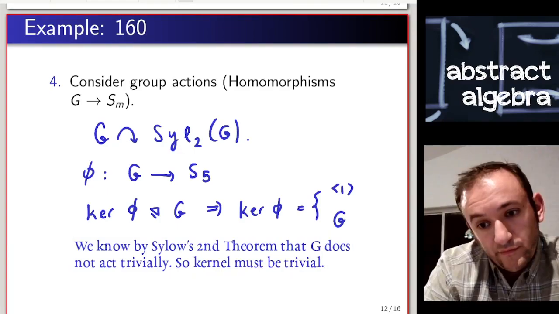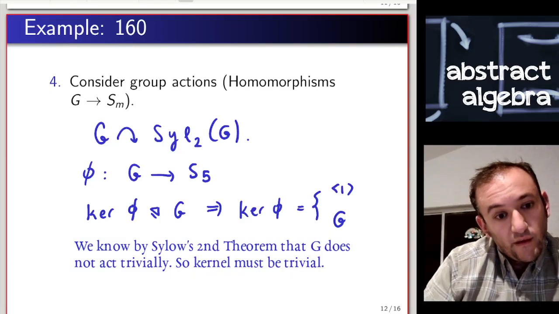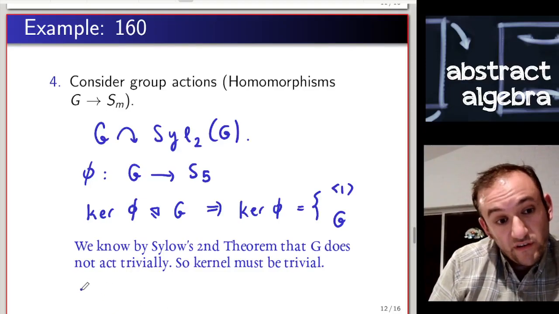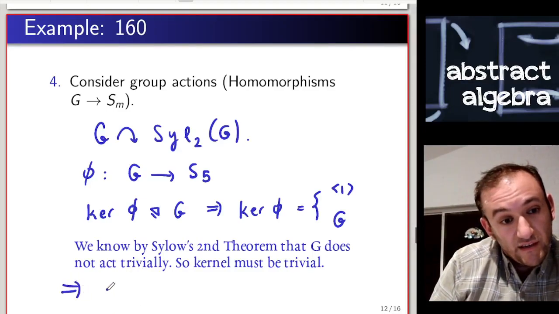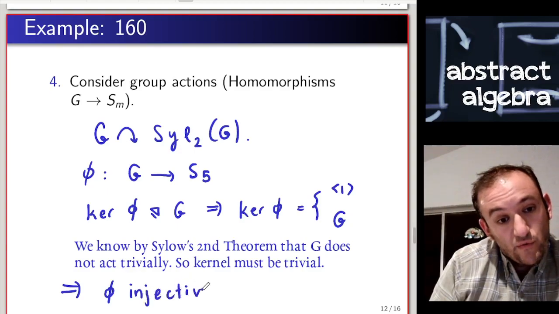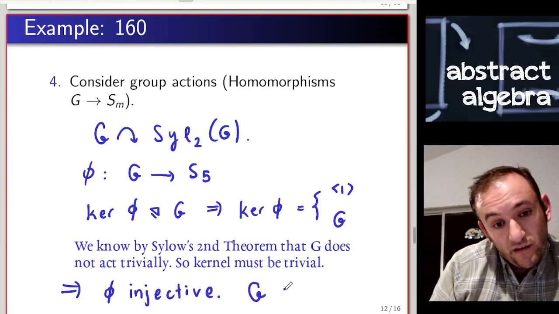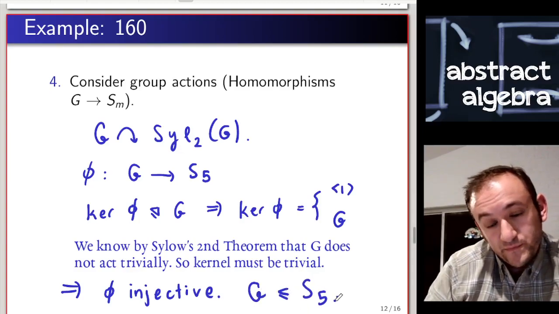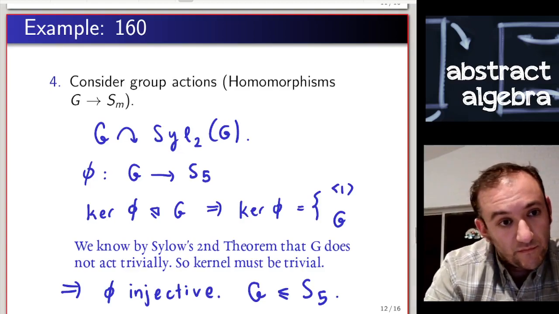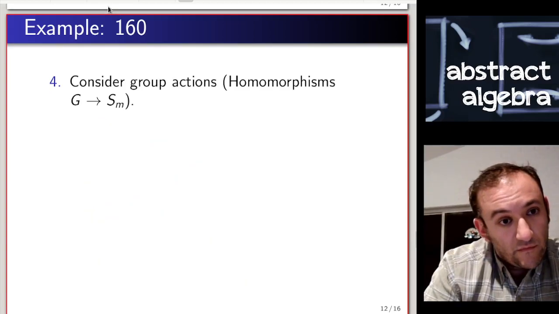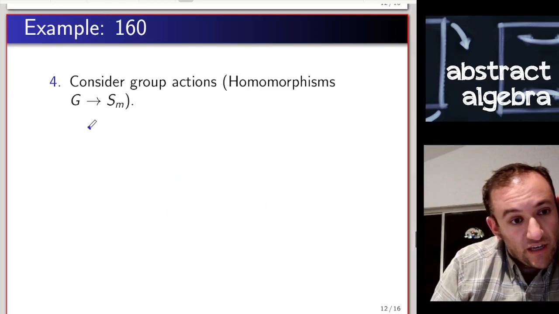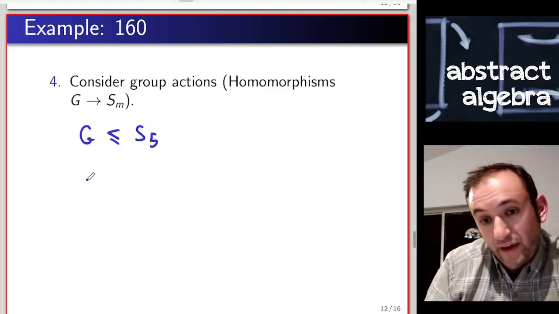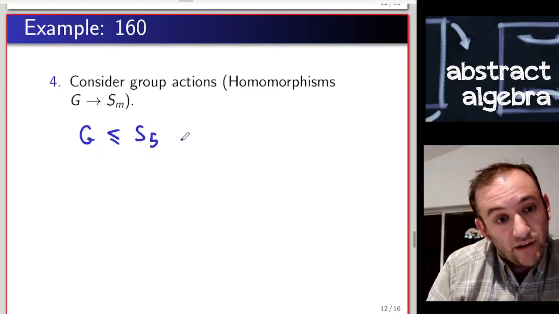Okay. The fact that the kernel is trivial tells me that phi is injective. So we can think about G as a subgroup of S5. But if G is a subgroup of S5, we have to consider what their cardinalities are.